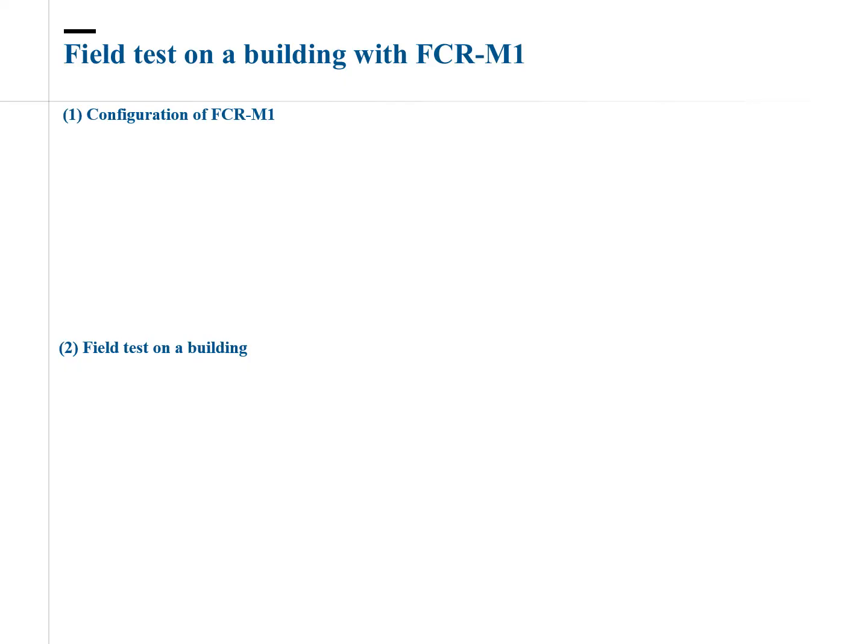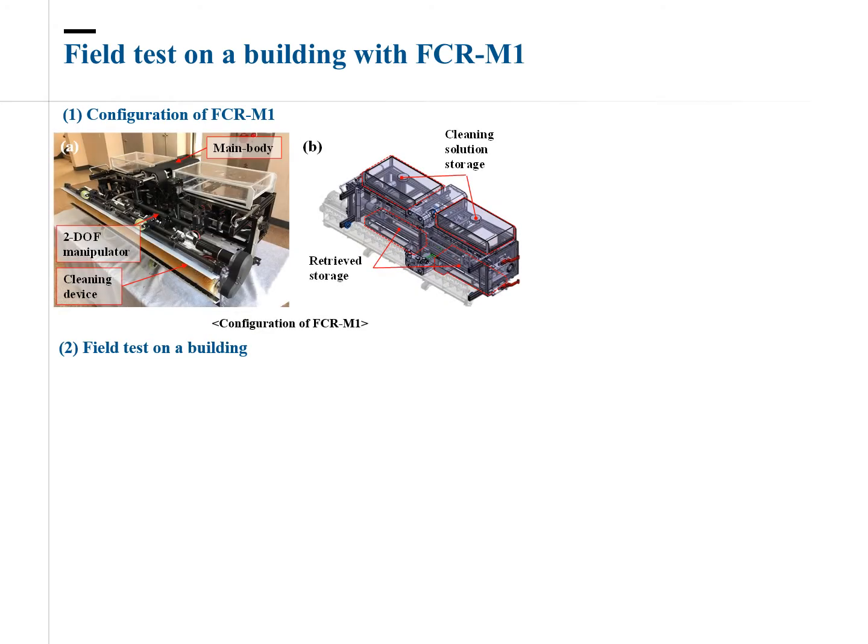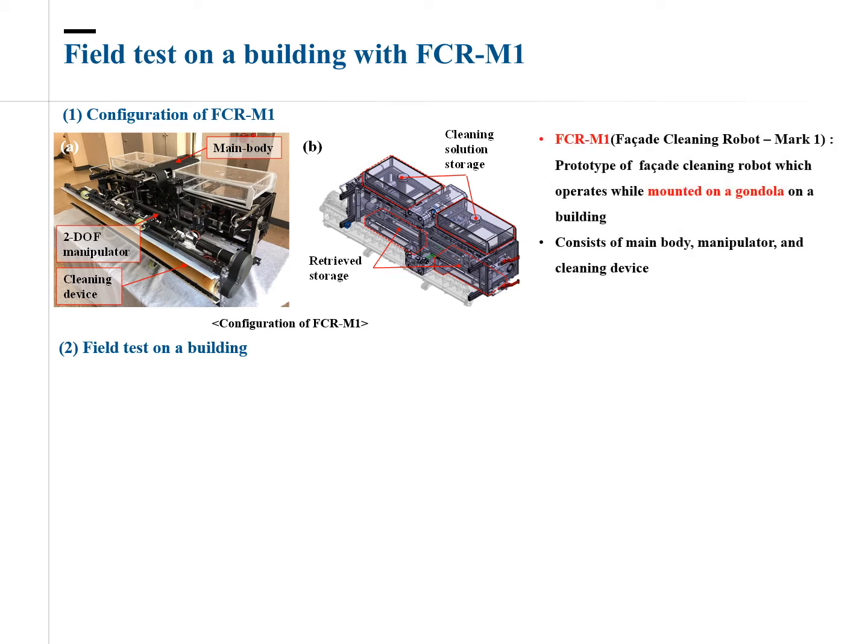Before starting with the topic, let me briefly introduce the facade cleaning robot M1, which is called FCR M1. As you can see in the pictures, this is a configuration of FCR M1. This is a prototype of a facade cleaning robot which operates mounted on a gondola on a building.